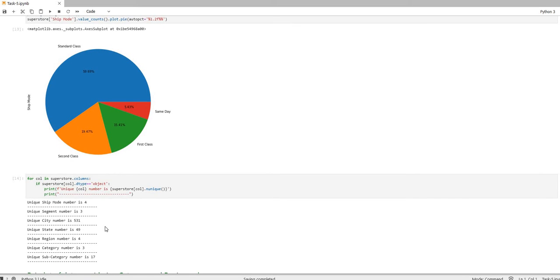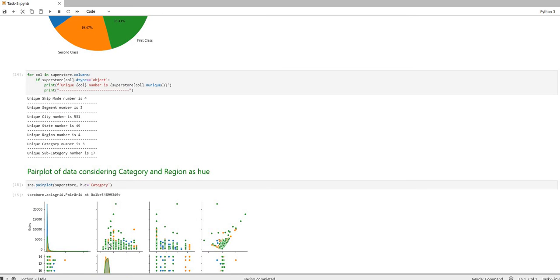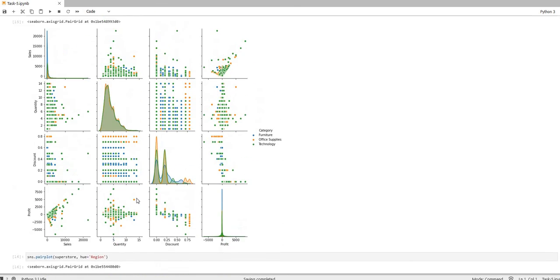There are some unique values from extracting the columns. There are 4 ship modes, 3 segments, 531 cities, 49 states, 4 regions, 3 categories and 17 subcategories. Here are 2 pair plots based on the category column and the region column.